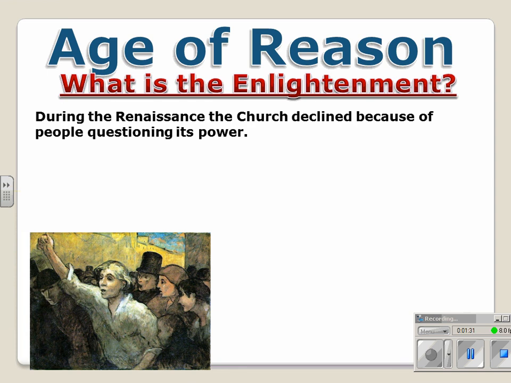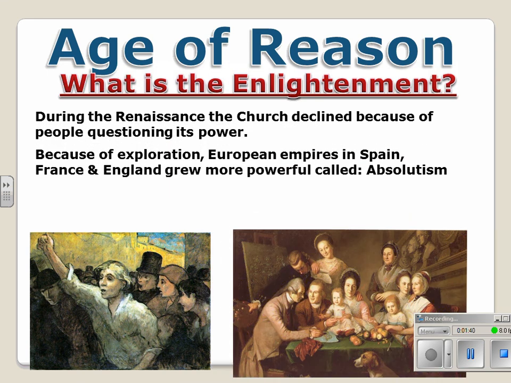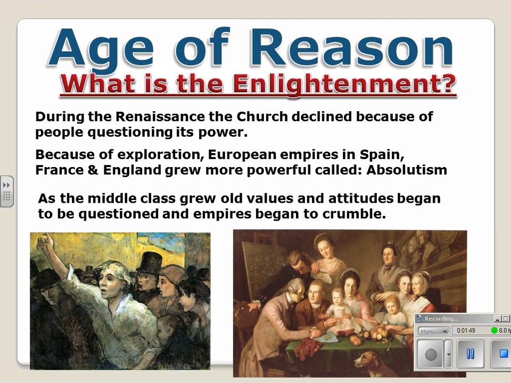So we know that during the Renaissance, the power of the Catholic Church declined because people were questioning its power. And because of overseas exploration, European empires in Spain and France and England grew more powerful, and we know that was called absolutism. As the middle class grew economically and financially, the powers of the older empires began to crumble. And what this means quite simply is that as people grew more wealthy, as people began to experience new wealth and new ideas, they began to read and think for themselves, they began to question some of the traditionally held political beliefs of Europe, just like they challenged the traditional religious beliefs of Europe.